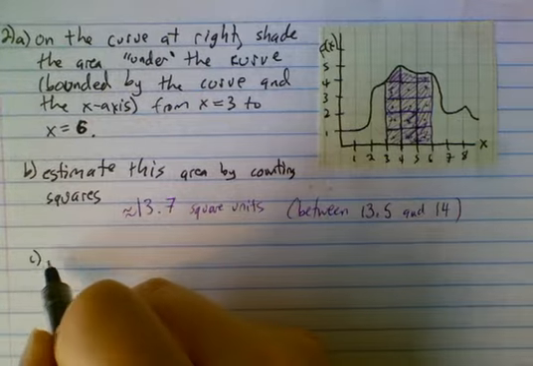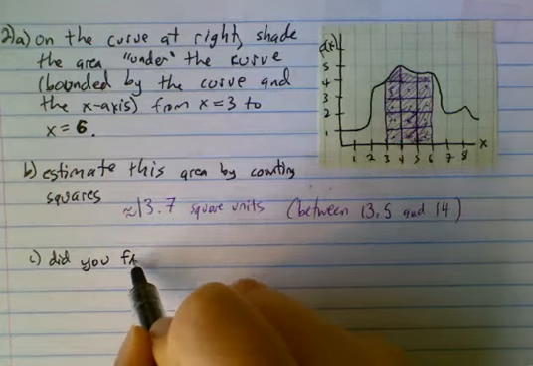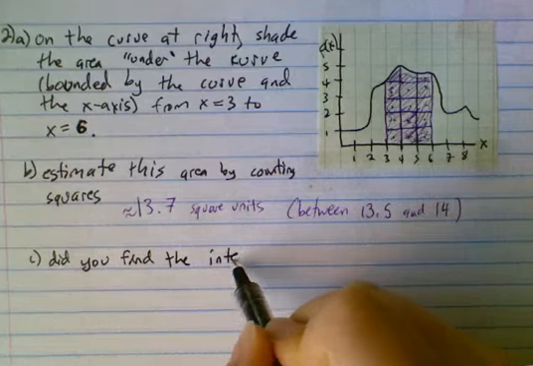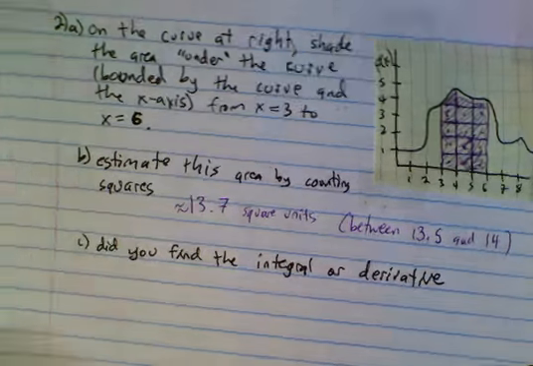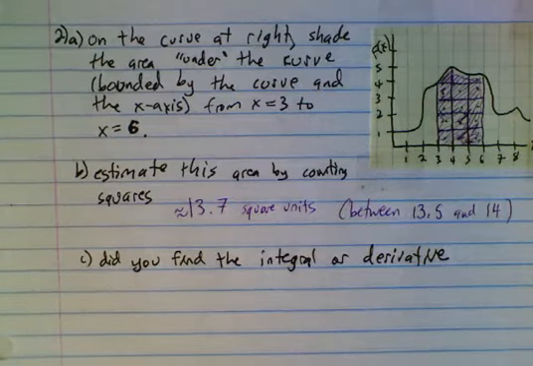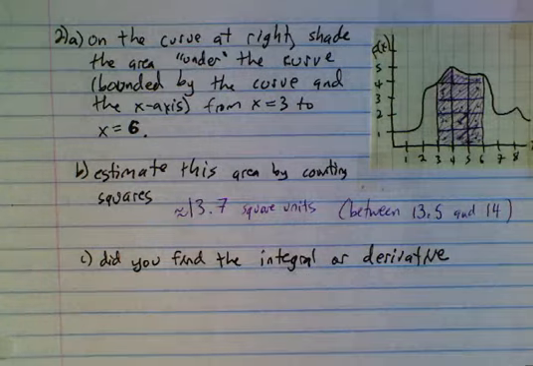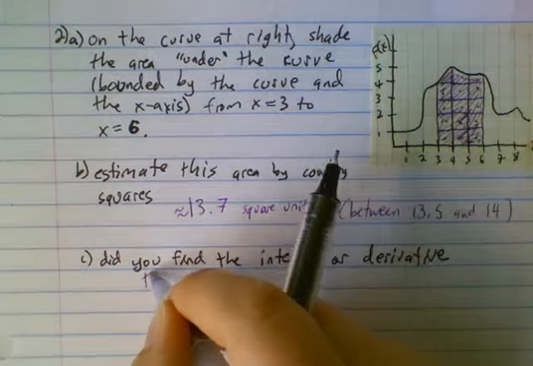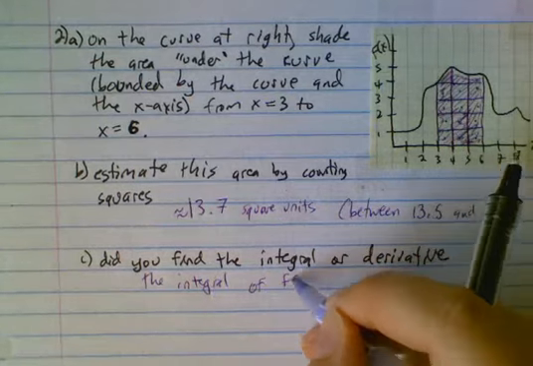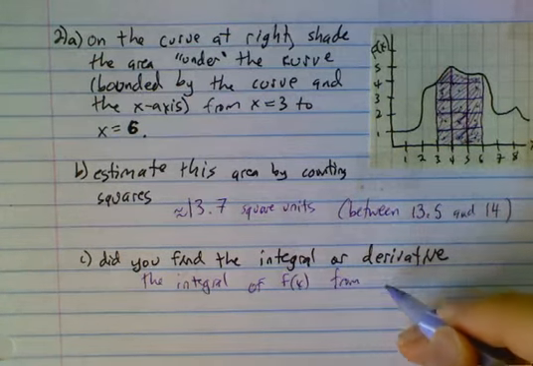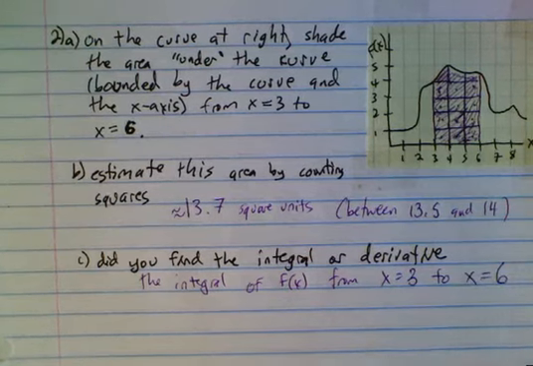And then let's ask, did you find the integral or derivative? Remember from the previous page, the area under the curve is associated with the integral. So that means that we found the integral of, this is f of x again, from x equals 3, that's where we started, to x equals 6. That's where we ended.